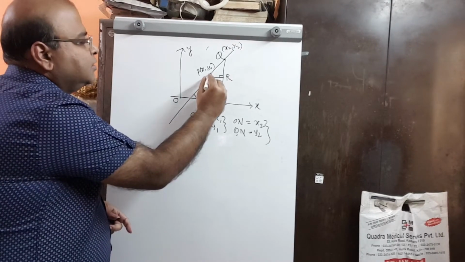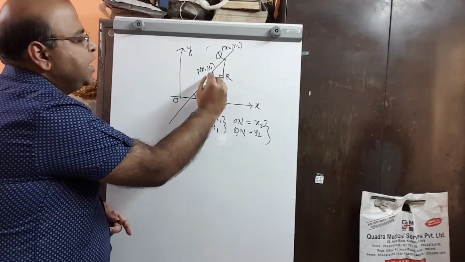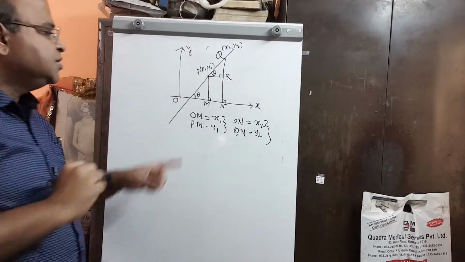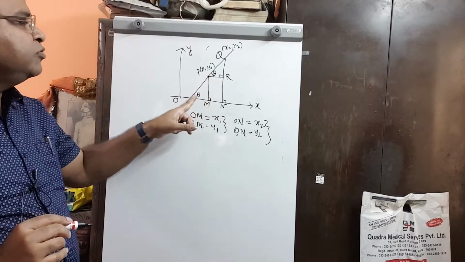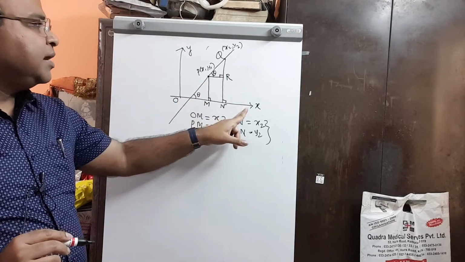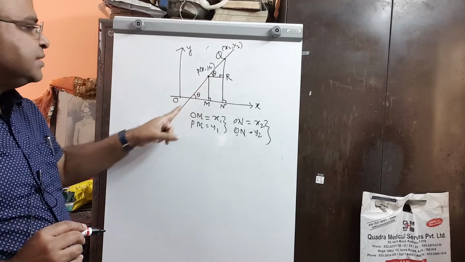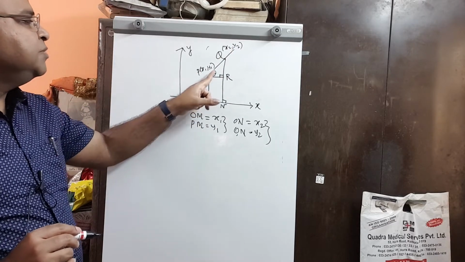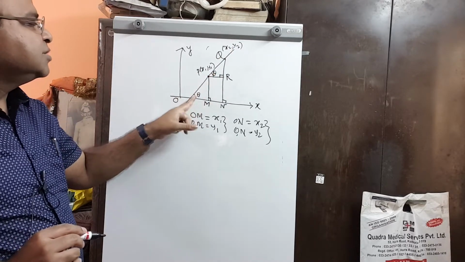So this angle QPR will also be theta because these two angles have corresponding positions. Since these two lines, PR and the x-axis, are parallel, the line PQ acts as the transversal. These two angles become equal because they are corresponding angles.